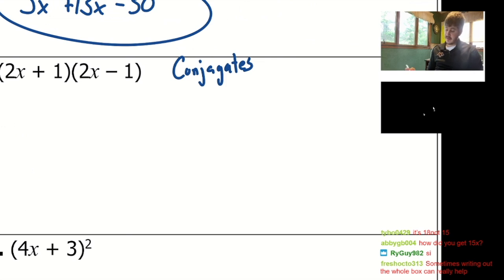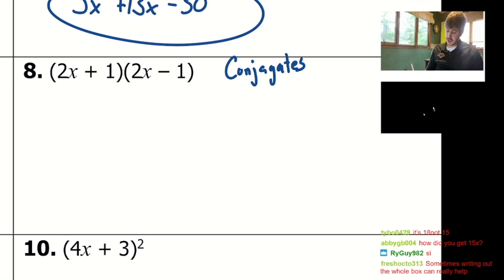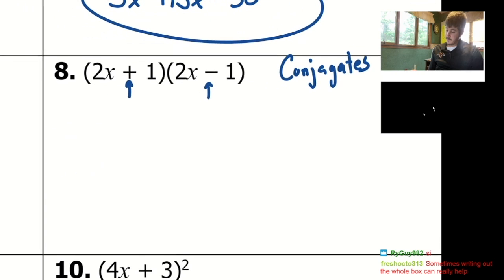And all that means is they're the same expression, except one has a positive sign, one has a negative sign in the middle. Everything else is the same. And typically they are always going to have the same effect at the end, which means that outer and inner part will always cancel each other out, and you're going to be left with basically a two-term expression. And if we FOIL it out, you'll see what I mean.